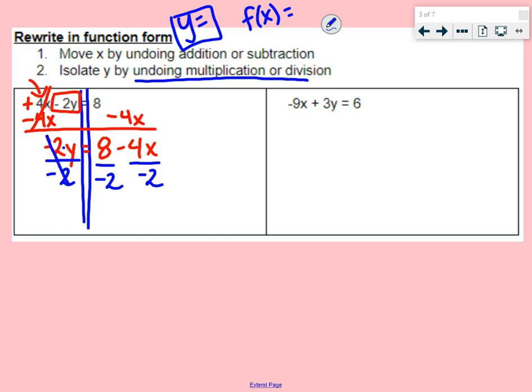Negative 2 divided by negative 2 is 1, which leaves us with 1y, equals 8 divided by negative 2 is negative 4. And then negative 4 divided by negative 2 is positive 2x. So really watch your signs on these problems. So y equals negative 4 plus 2x.